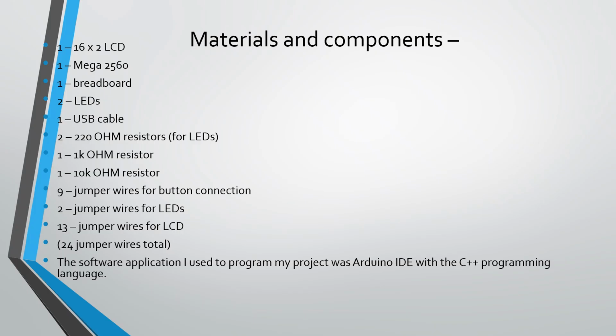Here is a list of the materials and components I used to create the project. I used one 16x2 LCD, one Mega 2560, one breadboard, two LEDs, one USB cable, two 220 ohm resistors for the LEDs. I used one 1K ohm resistor, one 10K ohm resistor, 9 jumper wires for button connection, 2 jumper wires for the LEDs, 13 jumper wires for the LCD, for a total of 24 jumper wires. And the software application I used to program my project was Arduino IDE with the C++ programming language.